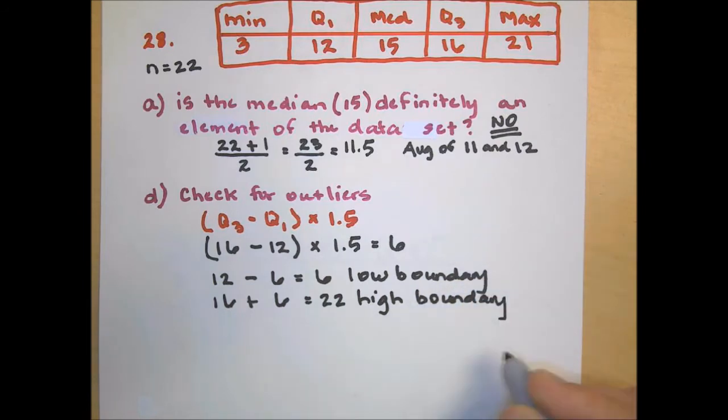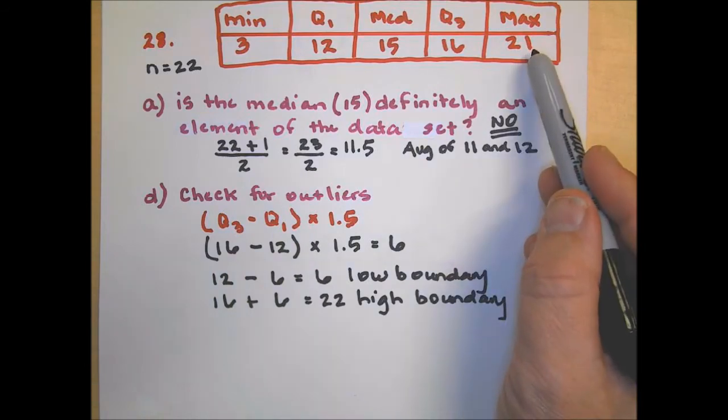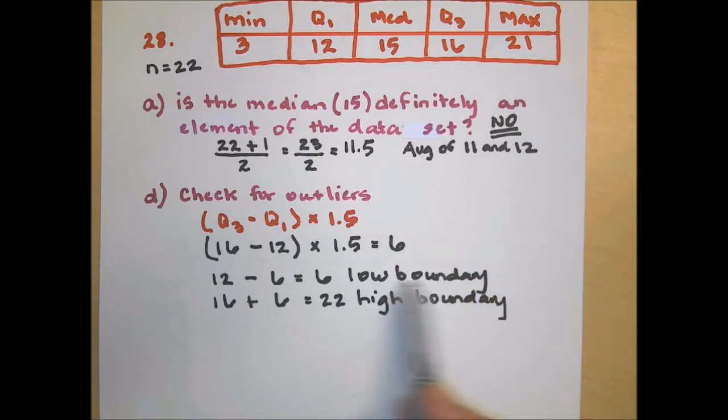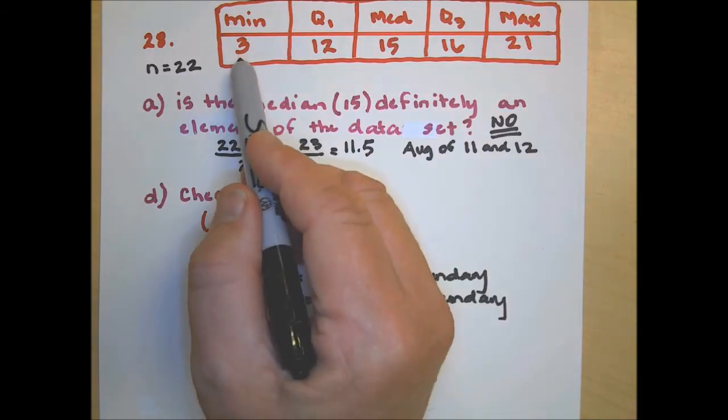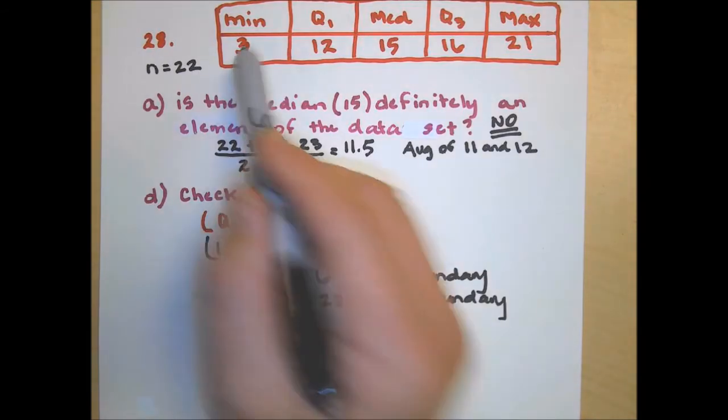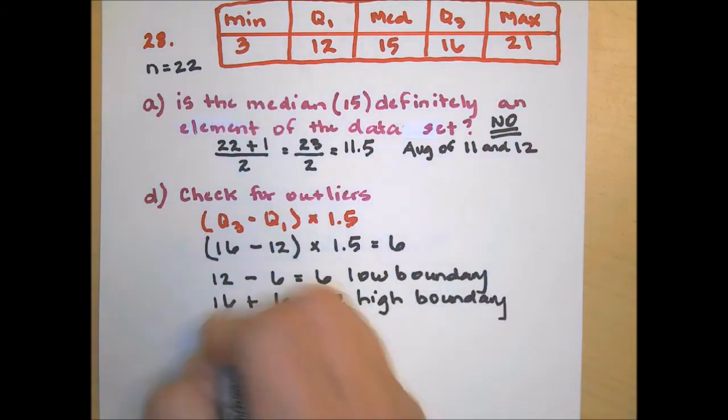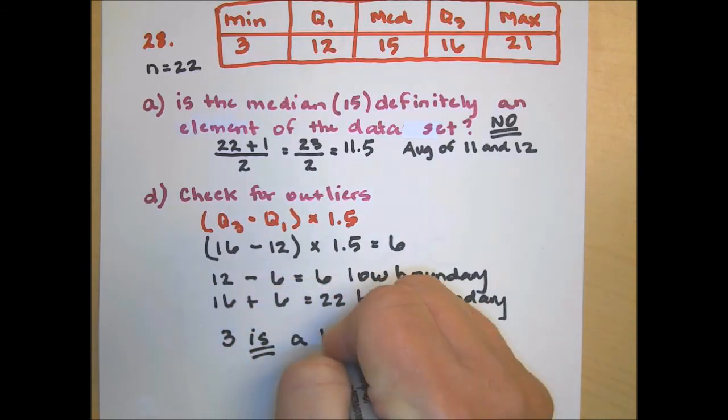Now, these are fences. Think of these as fences. Is there any piece of data that is higher than 22 in this data set? Well, there can't be, because the 5-number summary tells us the highest piece of data was 21. Now down here, the low fence or the low boundary was 6. Is there any piece of data in this data set that is below 6? Well, the minimum is. We know for a fact that there's at least 1 point, and it's the number 3. So 3 is a low outlier.